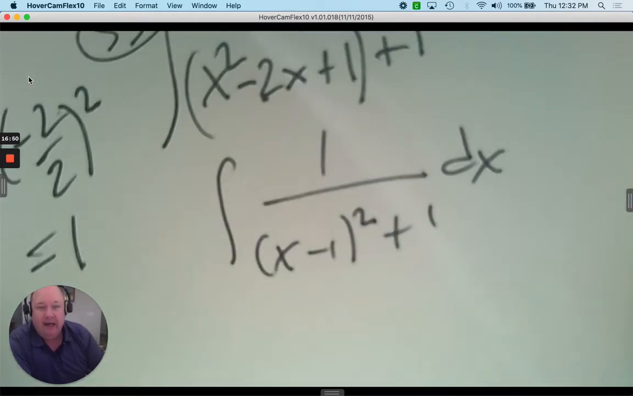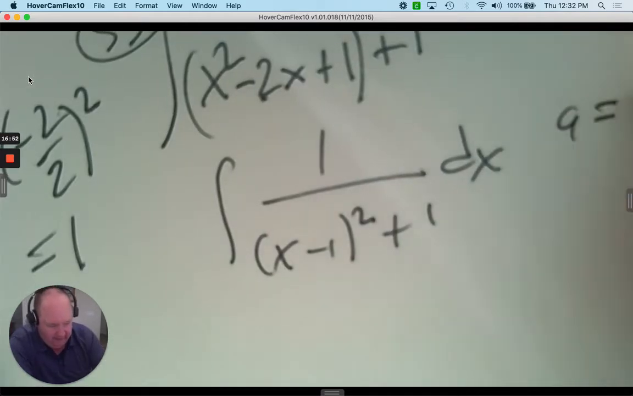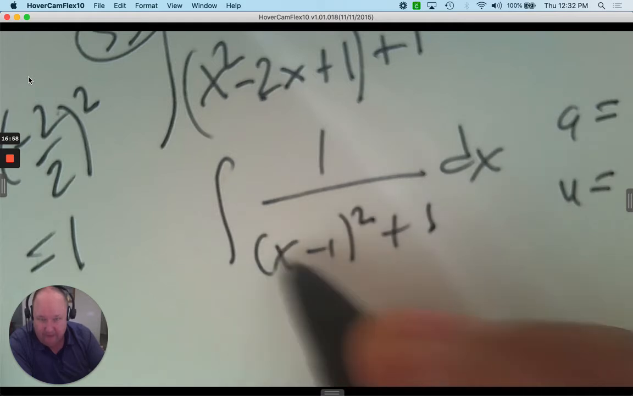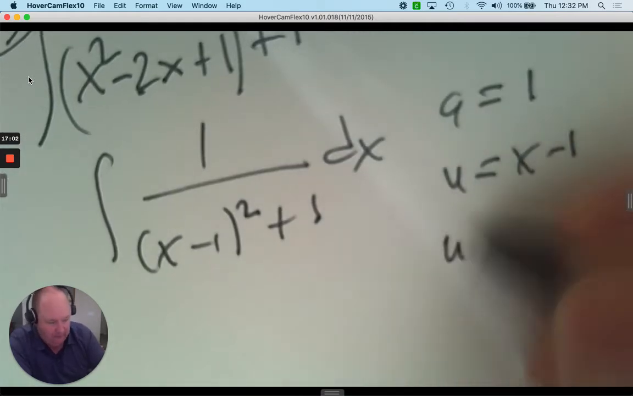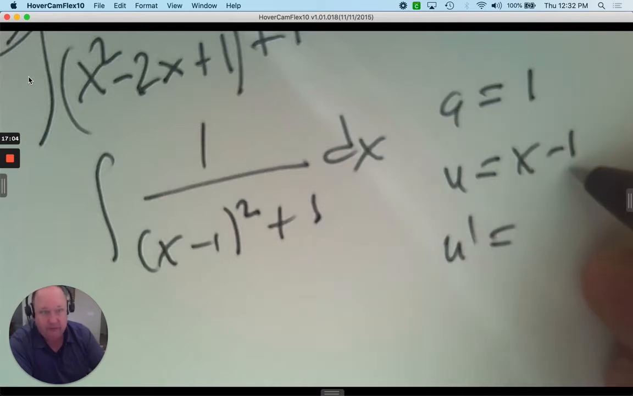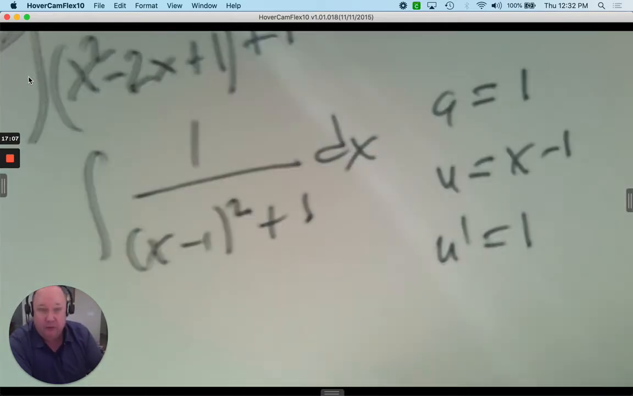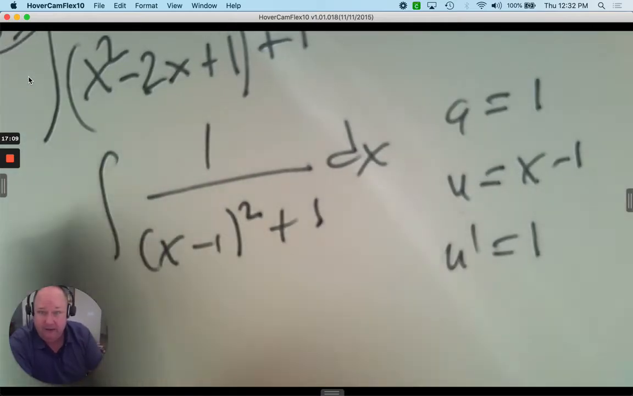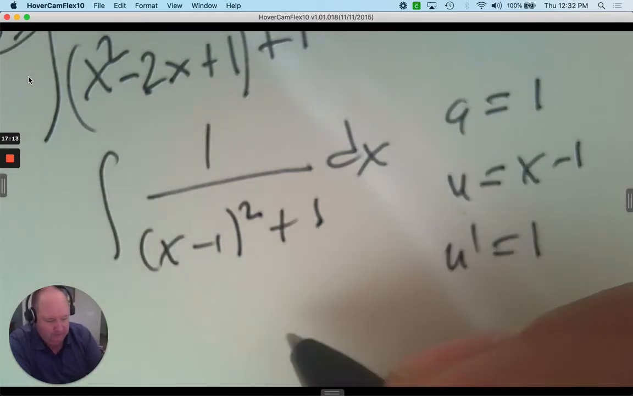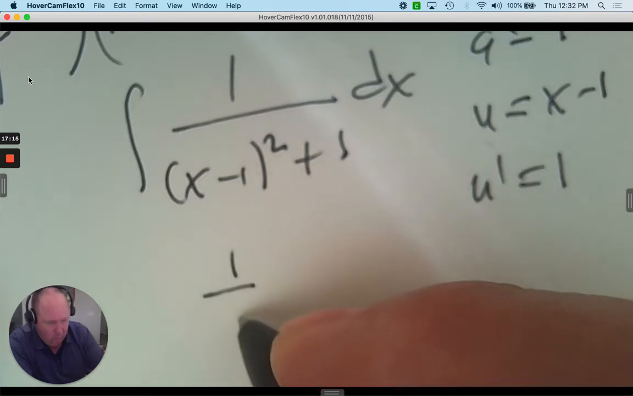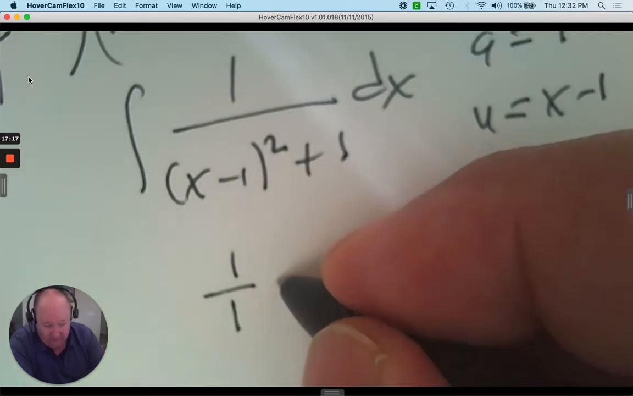And then how do I do arctangent? Well, a is the square root of 1, the constant, which is 1. U is the square root of x minus 1 squared, which is just x minus 1. And then u prime is the derivative of this, which is 1. Then look at the numerator. They match, so they don't need a different fraction in front or anything. We're ready to go. So the answer here is 1 over a, which I don't really need if a is 1.